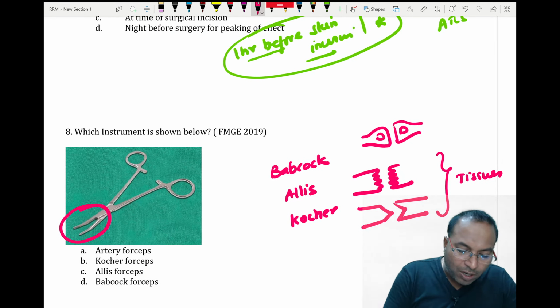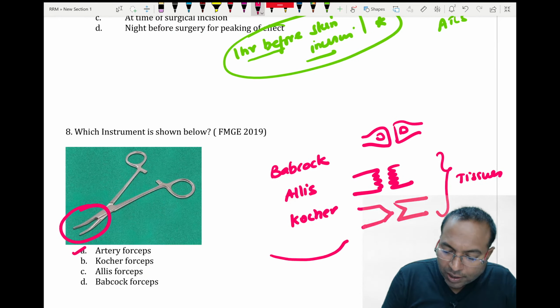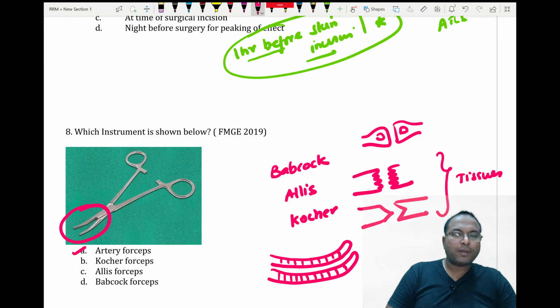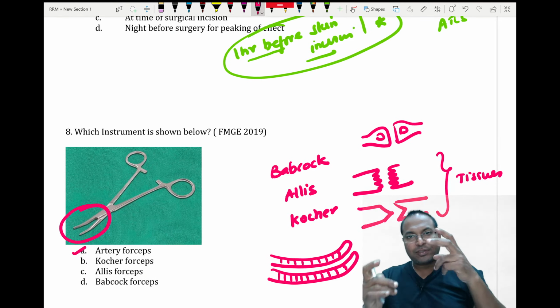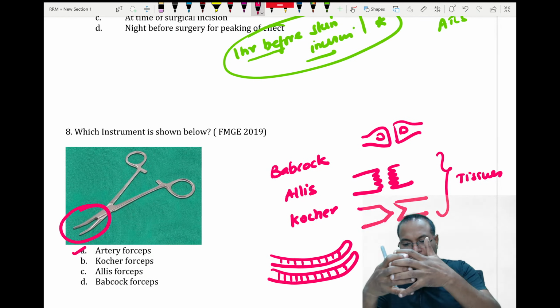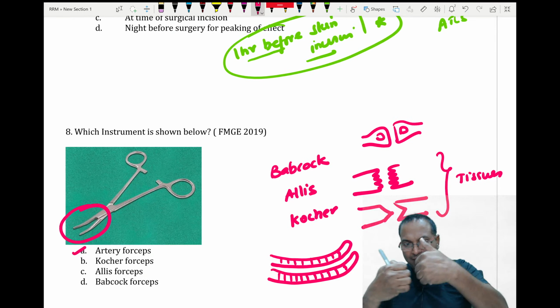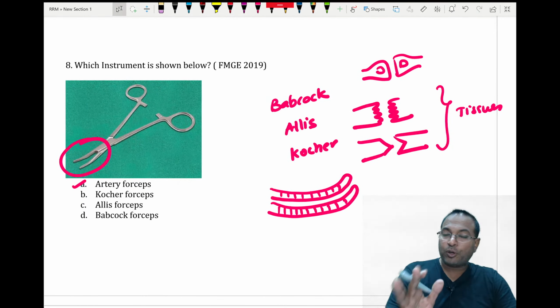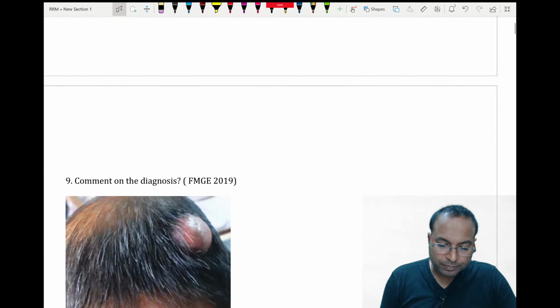So this is a curved artery forceps. You see, this is a curved artery forceps used to hold a bleeding artery. It will be like this. You should not get confused with this. So Kocher's forceps will have a single tooth, Allis will have multiple teeth, Babcock's will have no teeth like this. So this is how we identify the instrument. Definitely there is going to be a question on instruments for you.